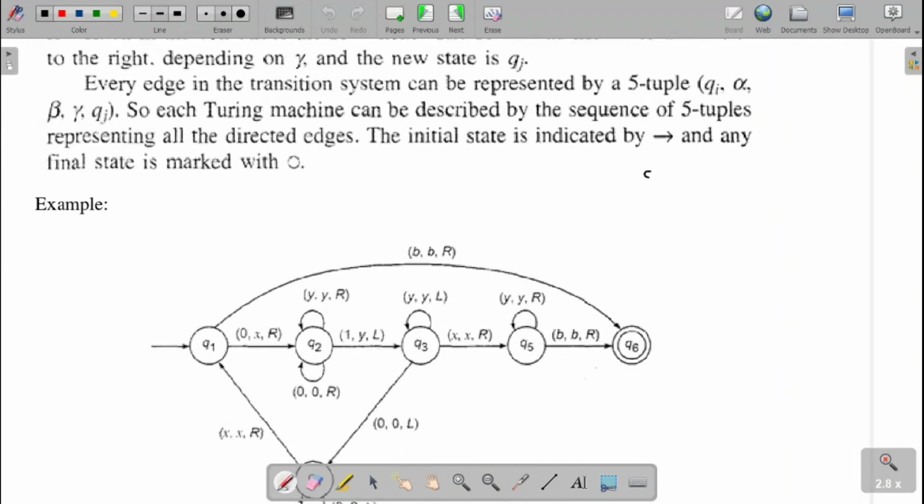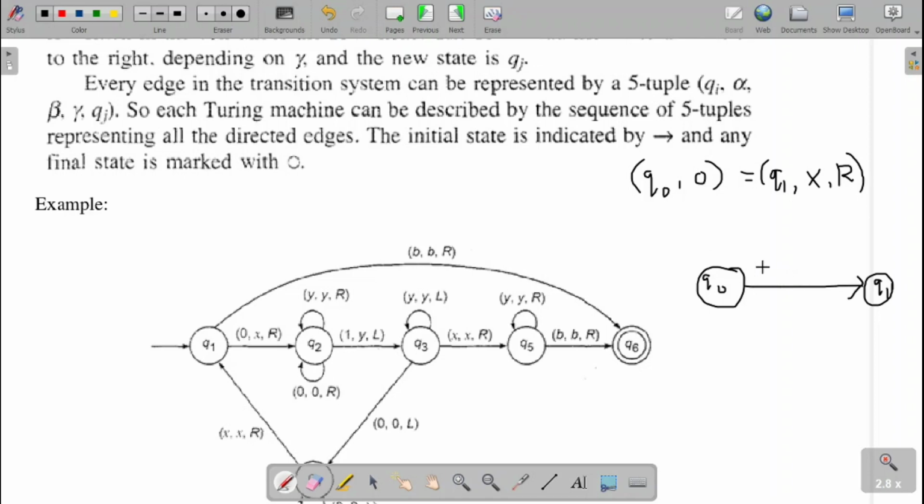So let me take the example as Q0 on 0. I will change the state to Q1. 0 I will replace with X, and I want to have the right move. So this will be written as state Q0 to state Q1. State Q0 and the state Q1. So Q0 on 0, 0 I will replace with X, and I will have the right move.